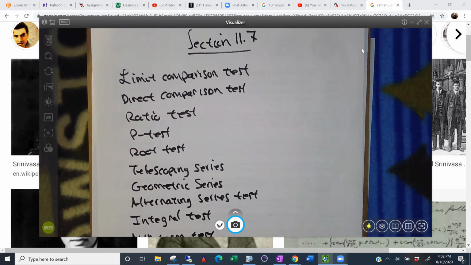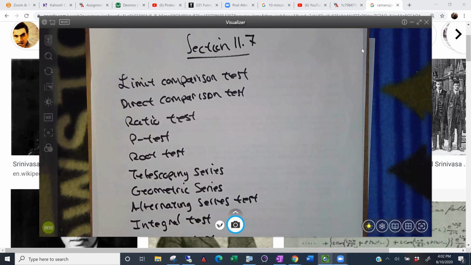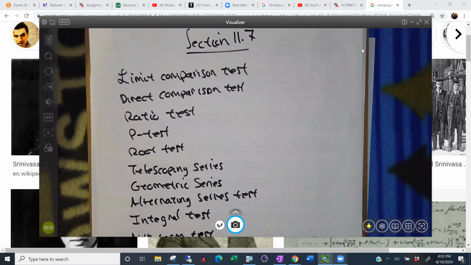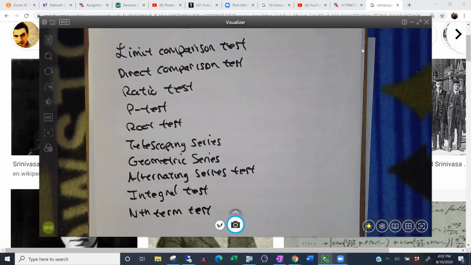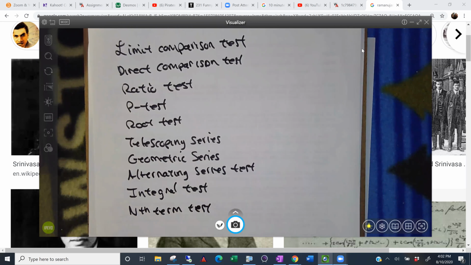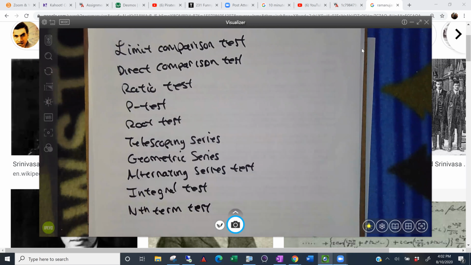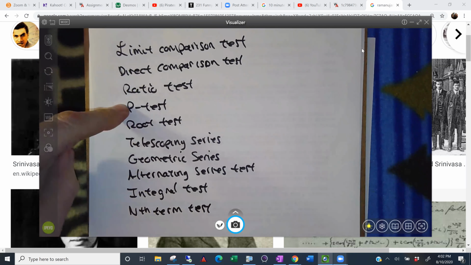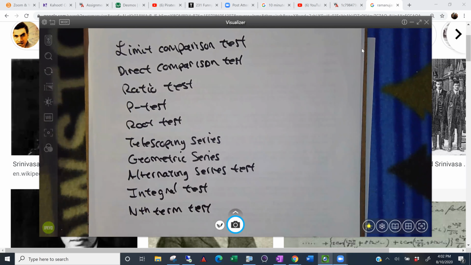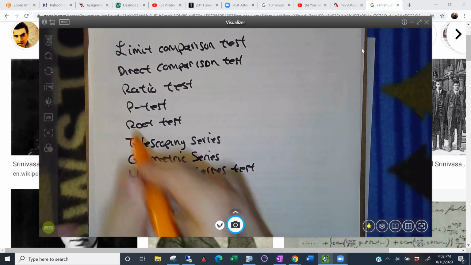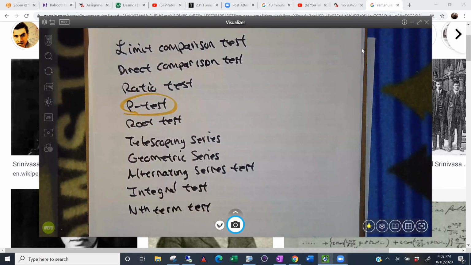So the good news is that section 11.7 doesn't really present anything new because we really don't need anything new. We've got an abundance of tests to use. You've got the limit comparison test, the direct comparison test. I wouldn't use this one as much unless it's something really easy that works out good. Ratio test, p-test. Now, when you're trying to decide what test to do first, p-test, that works out pretty nice.